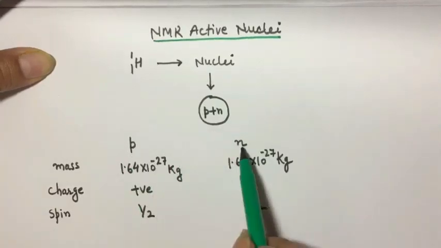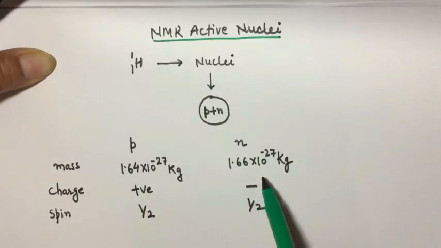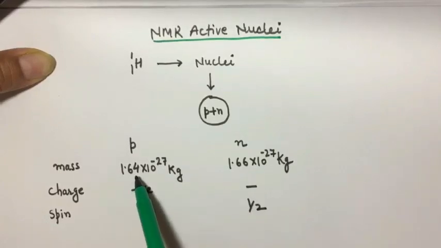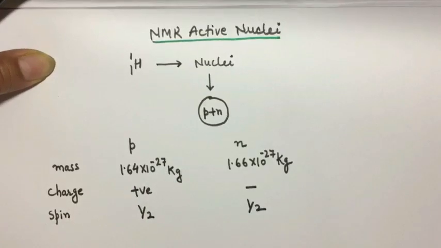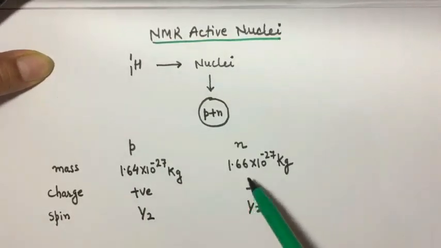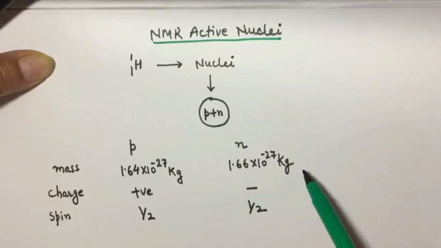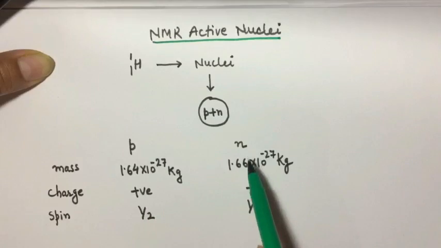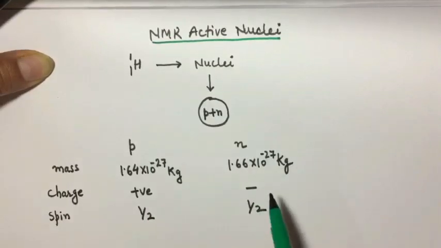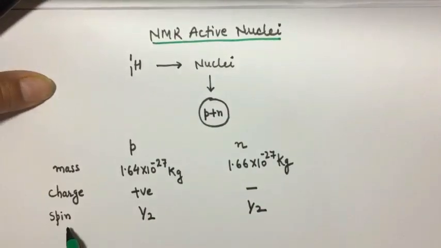Protons and neutrons both have almost the same mass, which is around 1.64 × 10^-27 kilograms for the proton, and in the case of the neutron it is 1.66 × 10^-27 kilograms. The proton is positively charged, however the neutron has no charge. About the spin values, the proton has half spin like the electron. Similarly, the neutron also has half spin value.